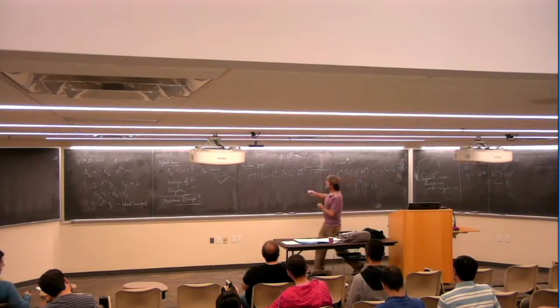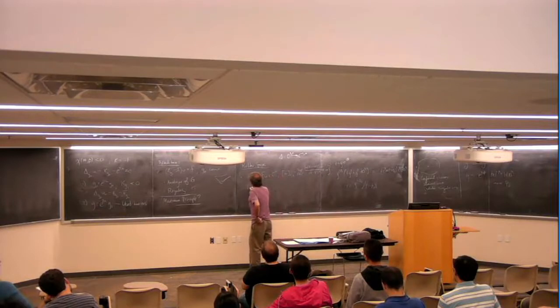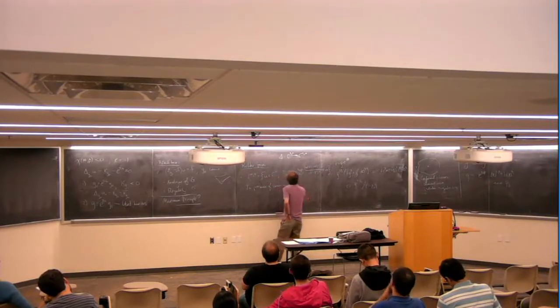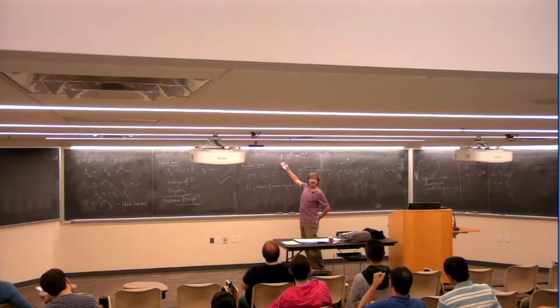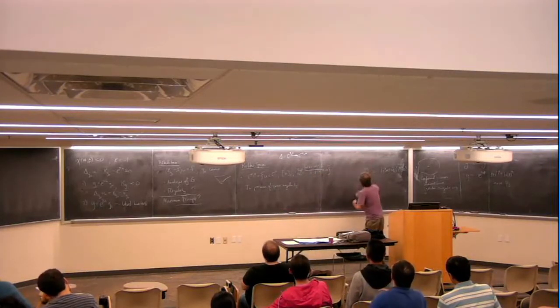And the question is, how do I modify this definition in the presence of a conic singularity? Okay, so in the presence of a conic singularity, what do I do? Well, I want function spaces on which the Laplacian is going to act nicely, and so I actually have to look at what the Laplacian looks like.